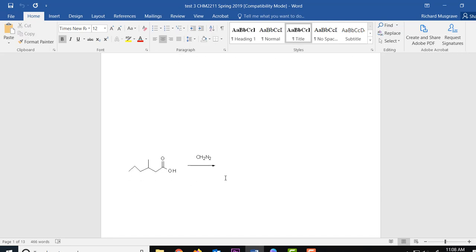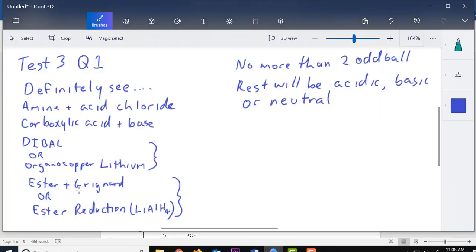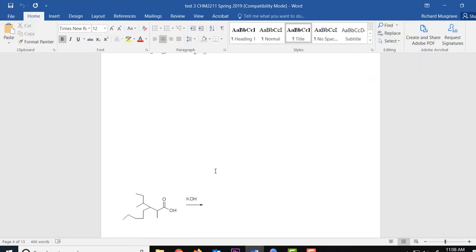And then down here we've got either a Grignard plus an ester or an ester reduction reaction. I've got that listed here as well. So it would be the ester plus Grignard or the ester reduction with lithium aluminum hydride. You'll definitely see one of those in question 1.